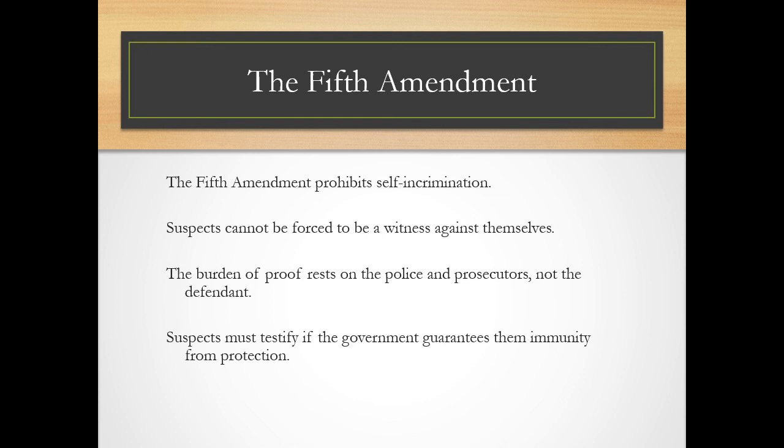So again, the full text of the Fifth Amendment reads, "No person shall be held to answer for a capital or otherwise infamous crime unless on a presentment or indictment of a grand jury, except in cases arising in the land or naval forces or in the militia when in actual service in time of war or public danger. Nor shall any person be subject for the same offense to be put in jeopardy of life and limb twice, nor shall be compelled in any criminal case to be a witness against themselves, nor be deprived of life, liberty, or property without due process of law, nor shall private property be taken for public use without just compensation."